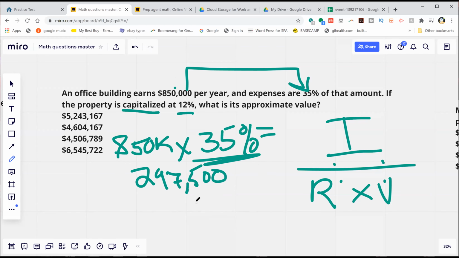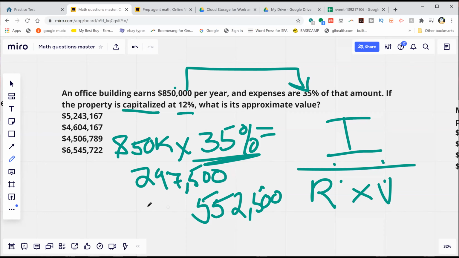You divide? No, those are the expenses. We have to take the expenses out of the gross income. You have to take them out. So what do we do when we get 850,000 minus 297,500? What do you guys get? Tell me the number. Okay. I see that you say get the difference. Let me see. So it's 552,500.